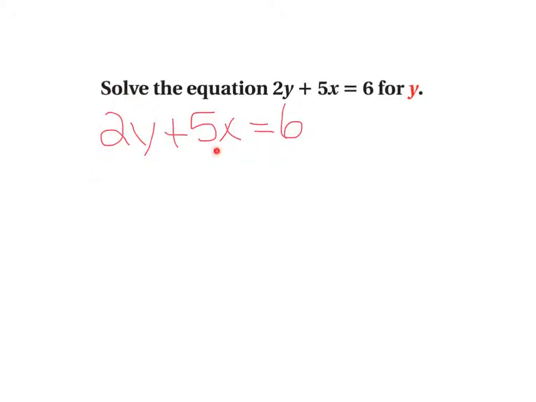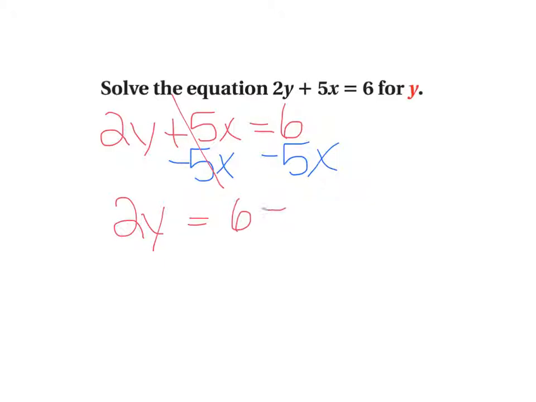But first, we need to get rid of this term over here. So to get rid of a positive 5x, I'm going to put in a negative 5x. Let's see what that does for us. I'll still have the 2y, the 5x's cancel, and I will have 6 minus 5x. Pause the movie and copy these steps into your notes.